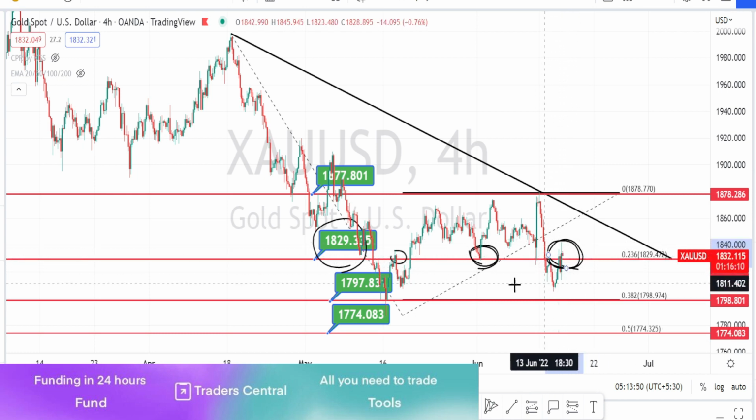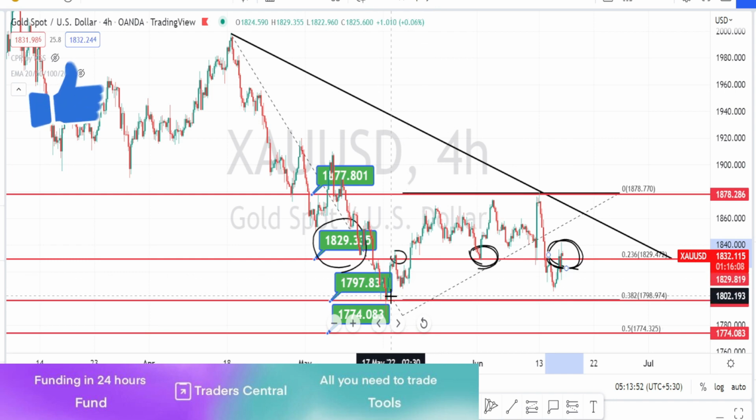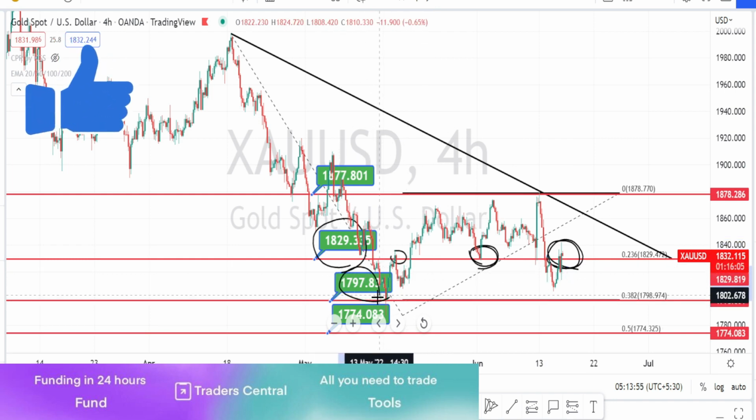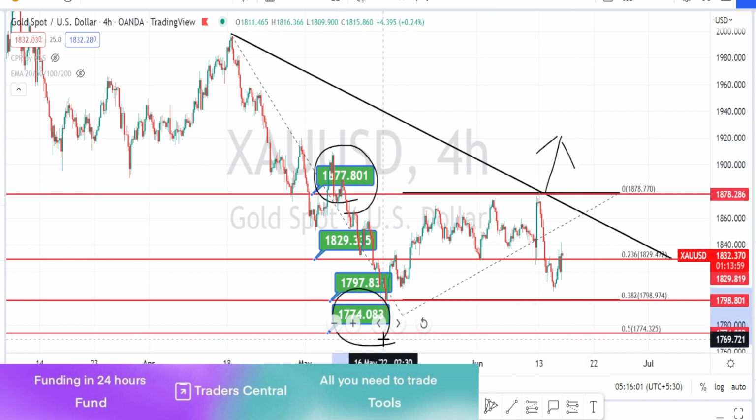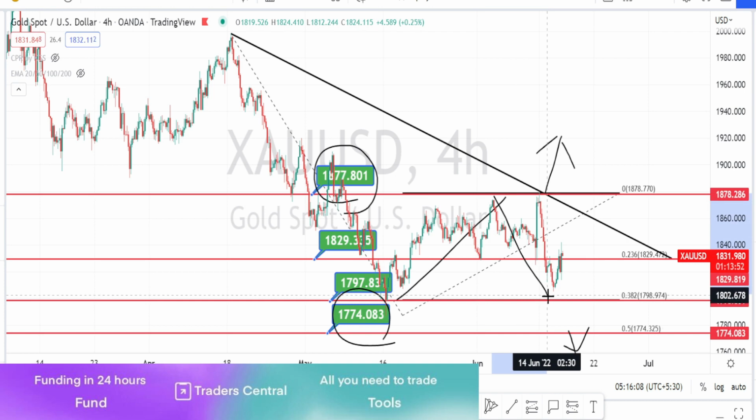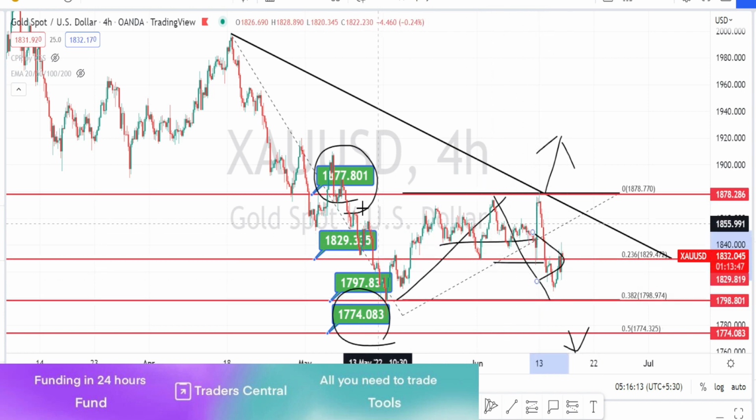If this breakout fails, we can expect the price action to trade between the support level of 1797 and resistance level of 1829. As long as the price action doesn't break the resistance level of 1877, it is not a bullish trend, and if it doesn't break the support level of 1774, it is not a bearish trend. Currently we are noticing the price action to go on a bullish trend and retrace on a bearish side. Overall, it is on a sideways moving within this resistance level and the support level.